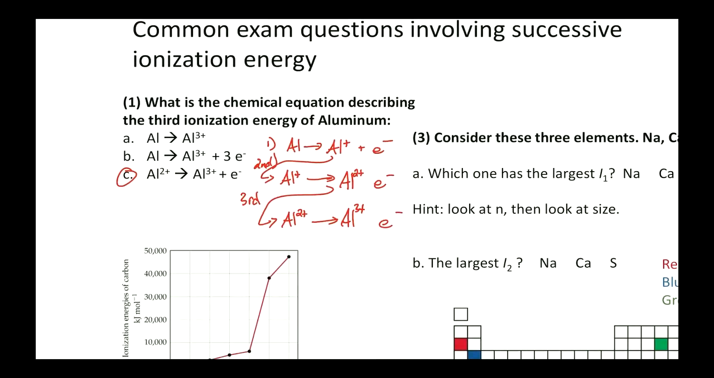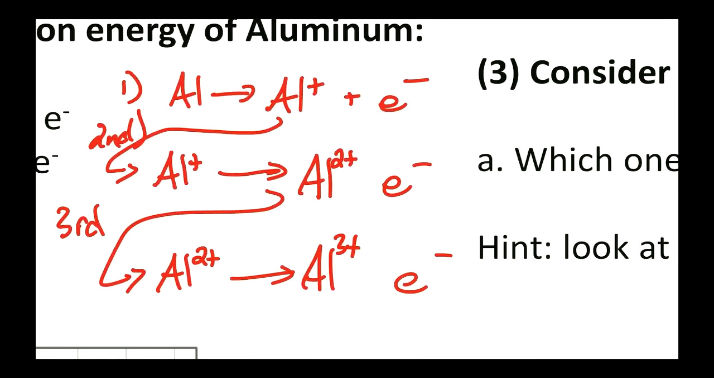Of these 3 equations that I wrote, which one requires the most energy? 1, 2, or 3? 3. The third ionization will cost me the most energy. And the idea is I'm taking an electron off of something that's already highly charged. So we're removing something that's negatively charged from something highly charged. That's not going to be super favorable. So it's going to cost me a lot of energy.